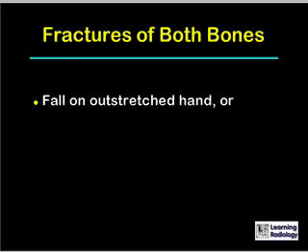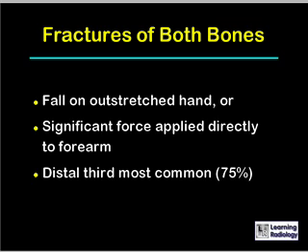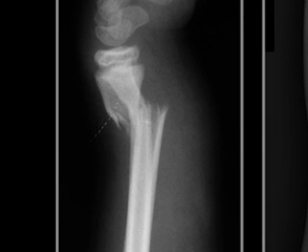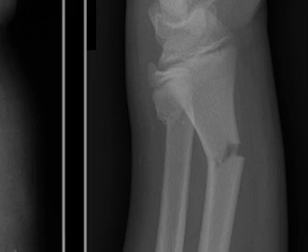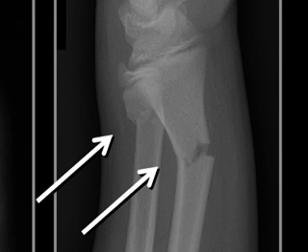Fractures of both the radius and ulna occur as a result of a fall on an outstretched hand or a significant force which is applied directly to the forearm. The distal third of the forearm is most commonly fractured. Here are two examples of fractures of both the radius and the ulna. In this example, we can clearly see there are transverse fractures of the distal radius and ulna with posterior angulation of the distal fracture fragments. In the other case, which is similar, there are also fractures of the distal radius and ulna with dorsal angulation.